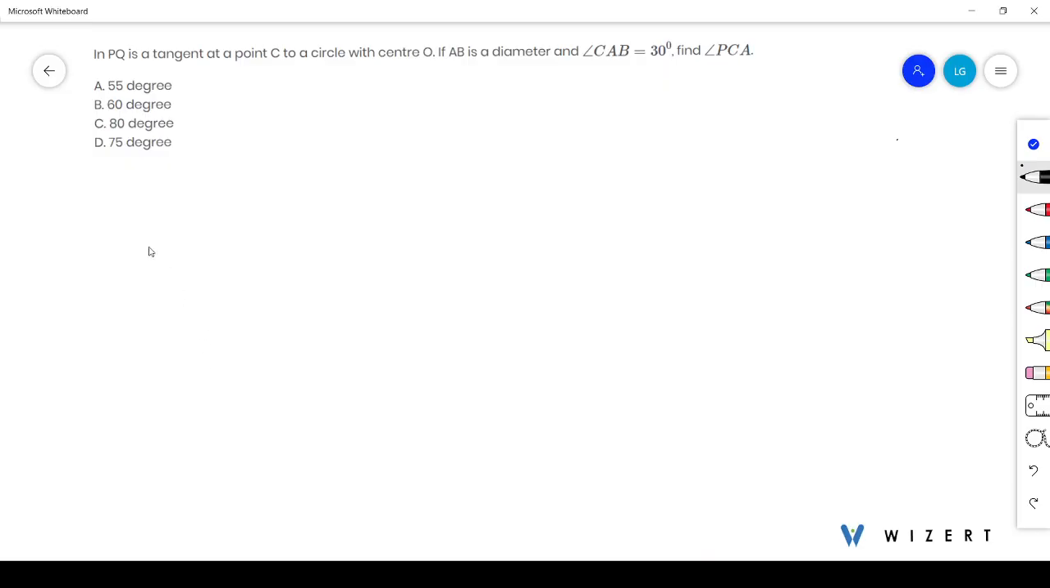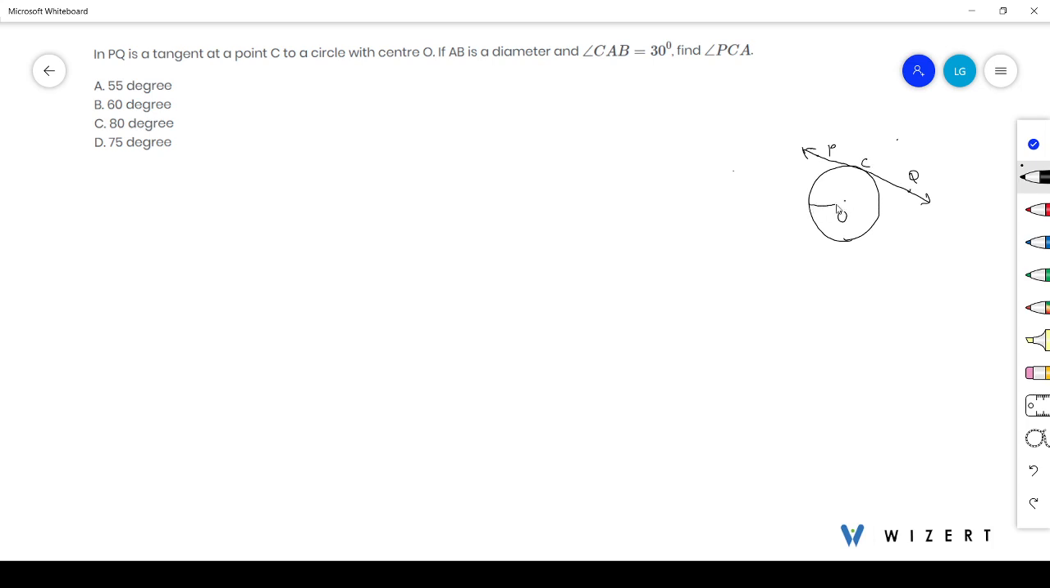Our question is, if PQ is a tangent at point C to a circle with center O, if AB is a diameter and angle CAB equals 30 degrees, find angle PCA. Consider one circle here with center at O, and we have given here that PQ is a tangent to that circle which touches that circle at point C.